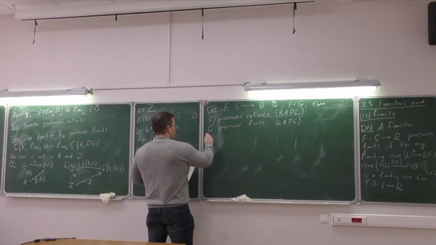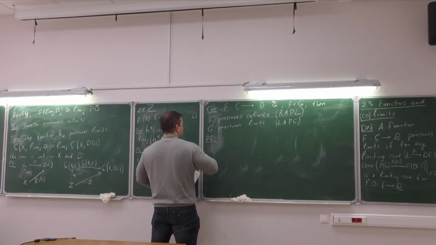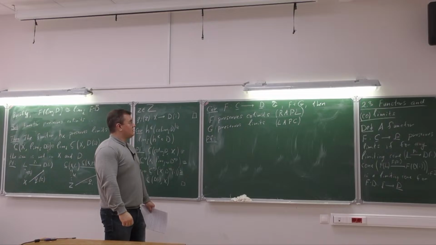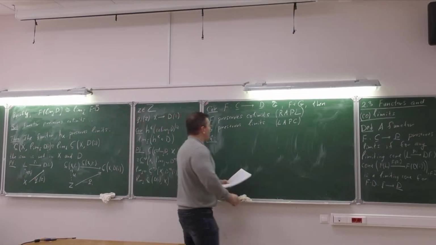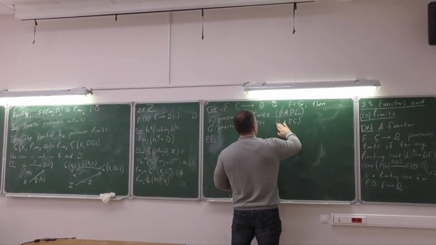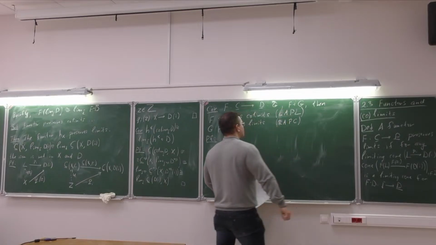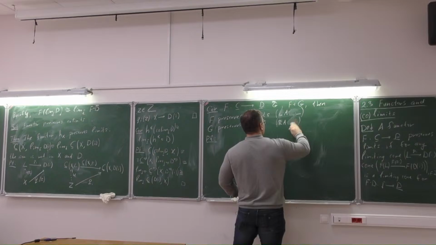Okay, the proof again is... F is the left adjoint, thank you. F is the left adjoint and G is the right adjoint. Well, left adjoints preserve colimits and right adjoints preserve limits.